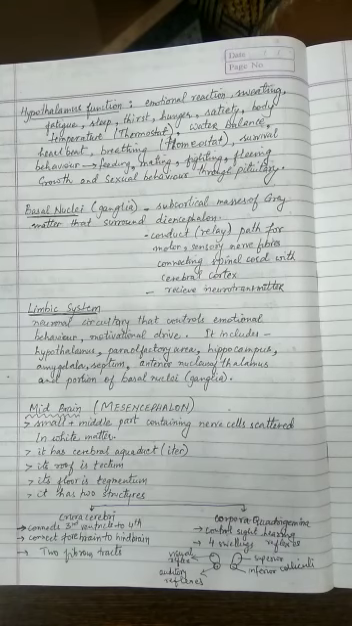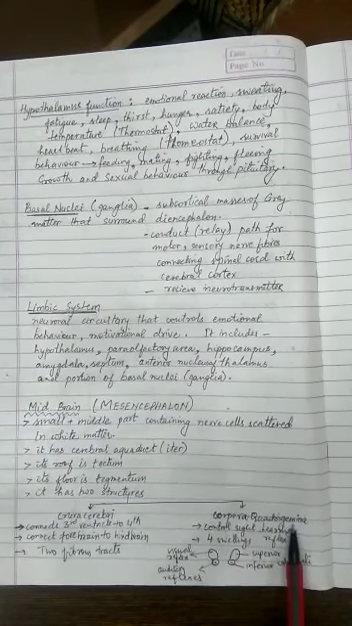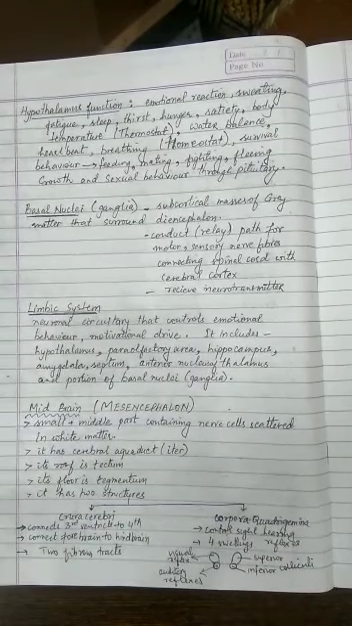Now the next main portion, as mentioned in the NCERT, is the corpora quadrigemina. From the name you can make out corpora stands for small bodies and quadrigemina means there are 4 structures. Quadri stands for 4.